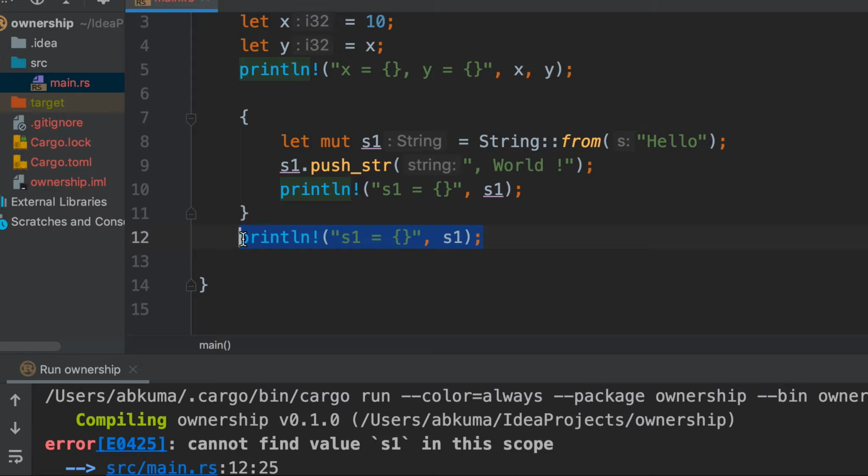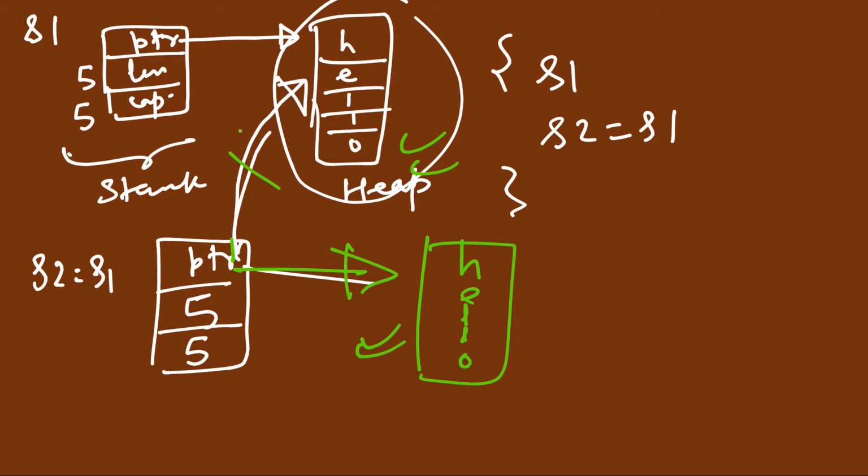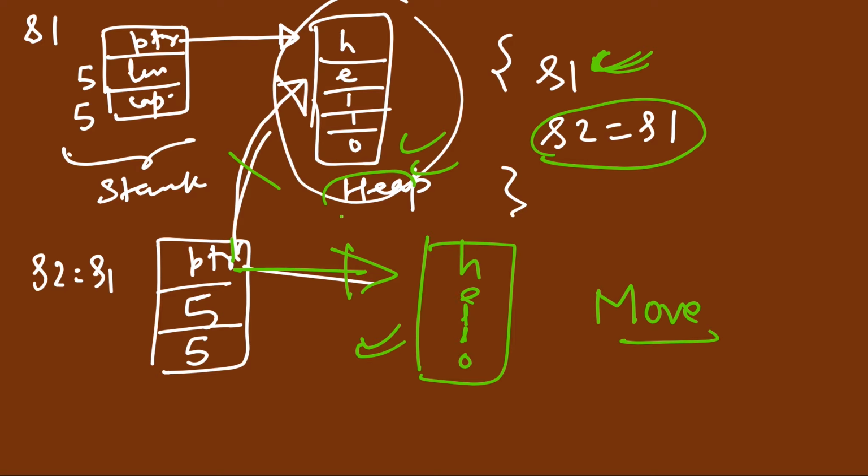Now let's see this point, to confirm that it's not a deep copy but a shallow copy, and when we assign S2 equal to S1, then we can no longer use S1. This is called move. Earlier S1 was owning this heap memory. Now when we do S2 equal to S1, S2 is owning this part of memory, and the ownership has been transferred from S1 to S2, so that when it goes out of scope, it's the responsibility of the owner to free the memory, and it will be freed only once. So you can no longer use S1.